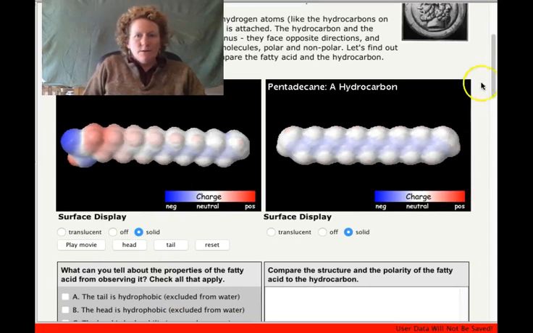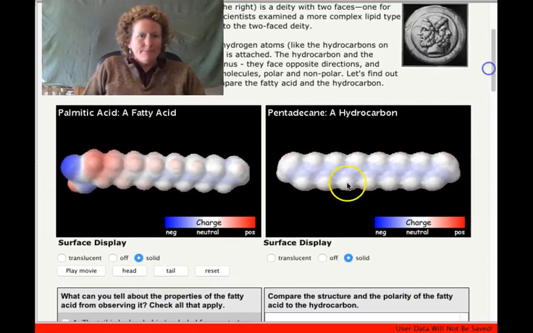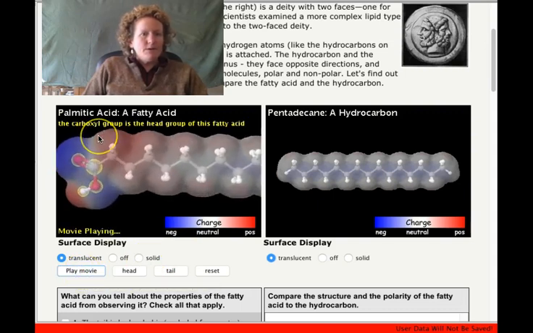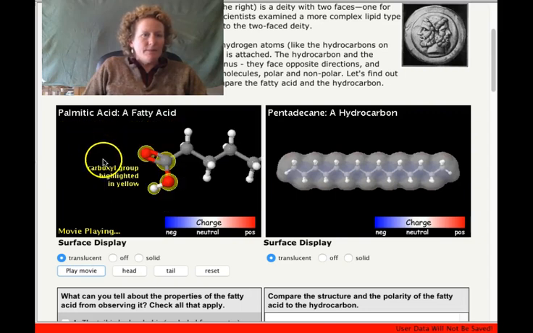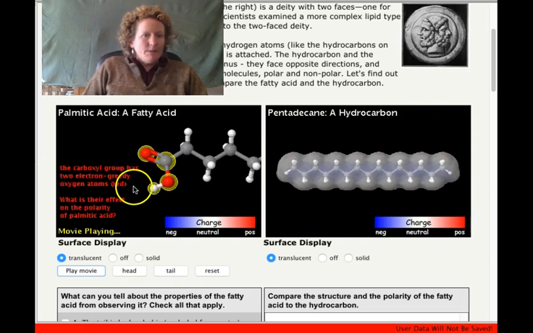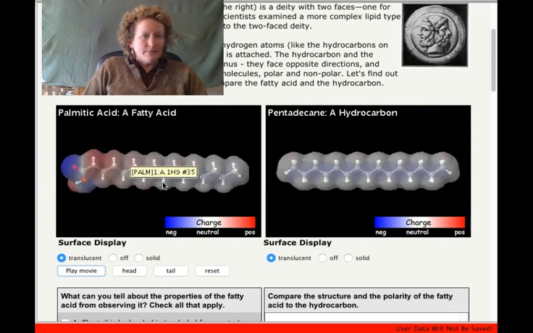This would be the polar part, or the charged part of the fatty acid, and this is the nonpolar part. So I'll show you what's underneath that charge map here. We can make it translucent here. You notice this is not charged, there's no charge here, and there's no oxygen. Here, when we add a carboxyl group, we add some oxygen, we get some charge happening on this fatty acid. So let's play the movie for this one. The carboxyl group is the head group of this fatty acid. Here it's highlighted in yellow. The carboxyl group has two electron-greedy oxygen atoms, so they're hogging the electrons.